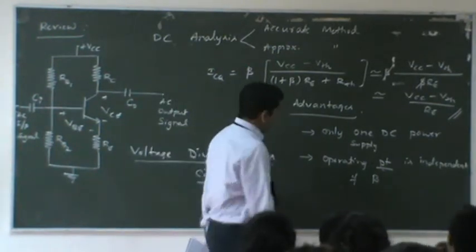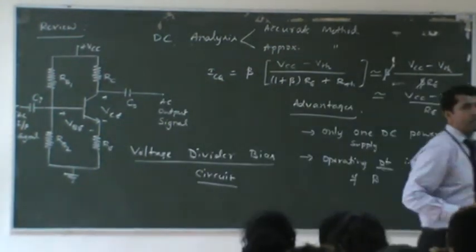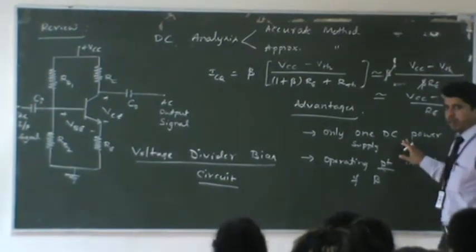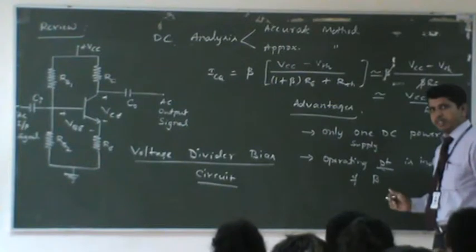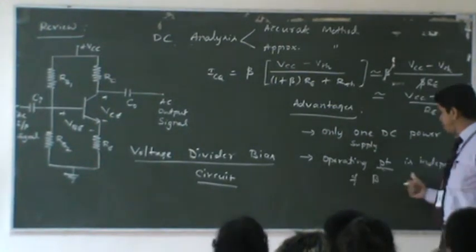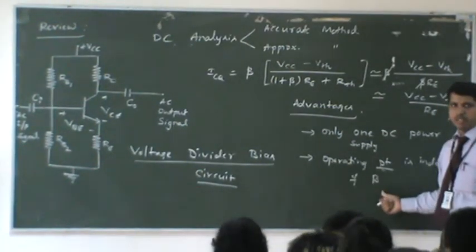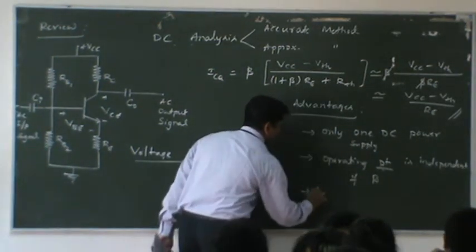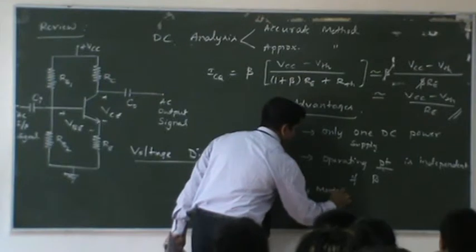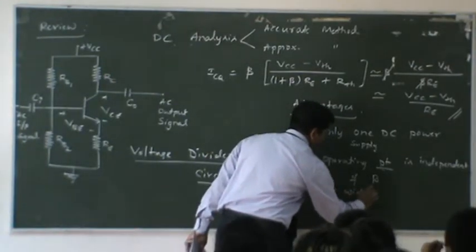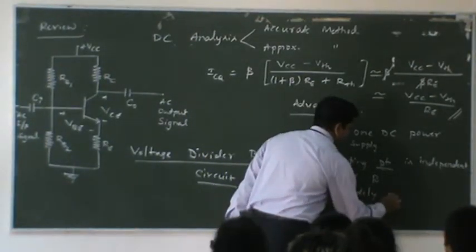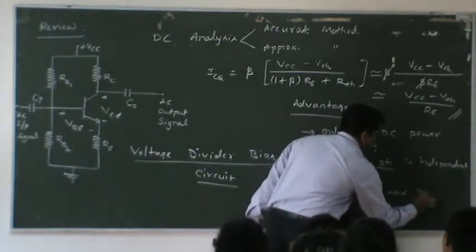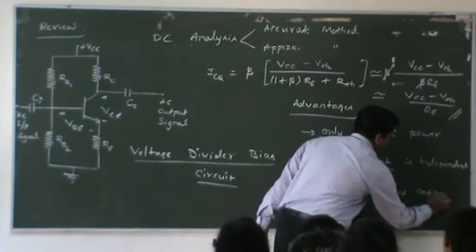Understood this? So that's going to be the second advantage of the voltage divider bias configuration. The first advantage is that this configuration needs only one DC power supply. The second advantage is that the operating point is independent of transistor gain beta. And the third advantage is that this is one of the most widely used configurations among the various configurations.